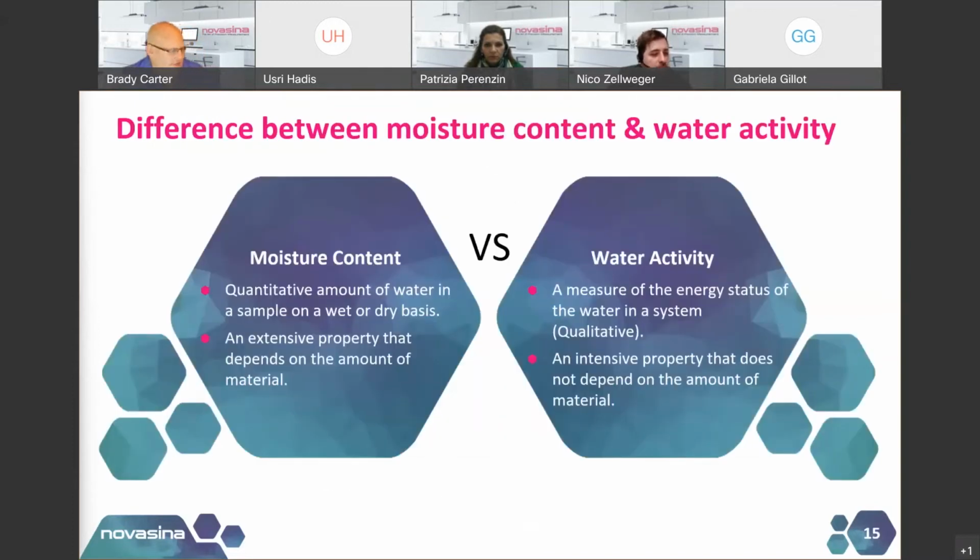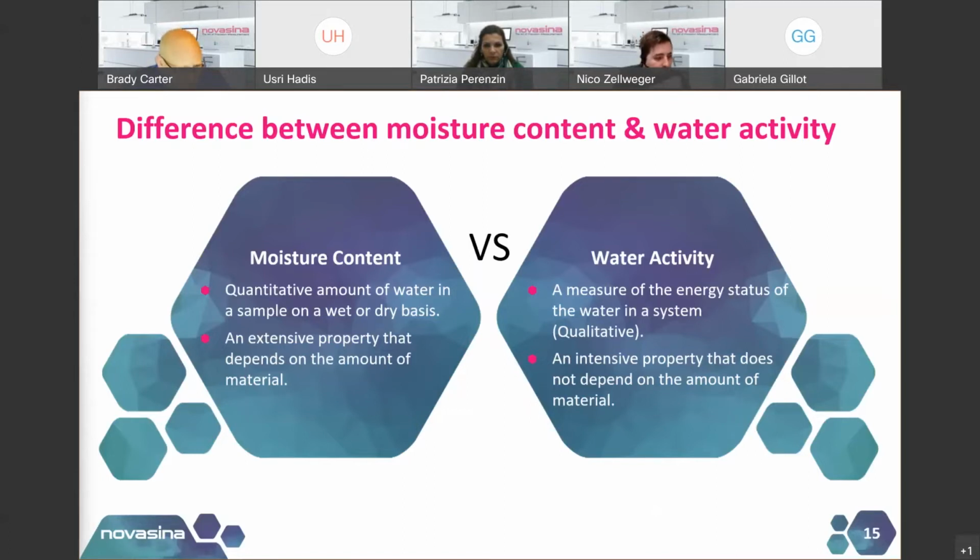Now, water activity is not the same thing as moisture content. So it's important to understand the difference between these two measurements. Moisture content is a quantitative measure of how much water is in a sample. So you have a product, let's say that by weight, 10% of that is water. So your moisture content would be 10%.